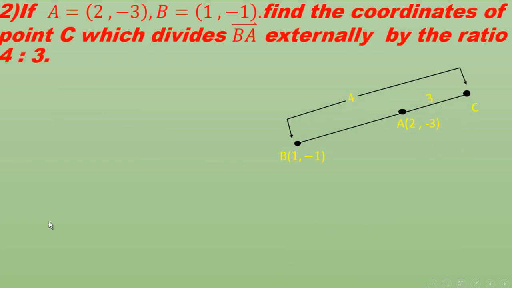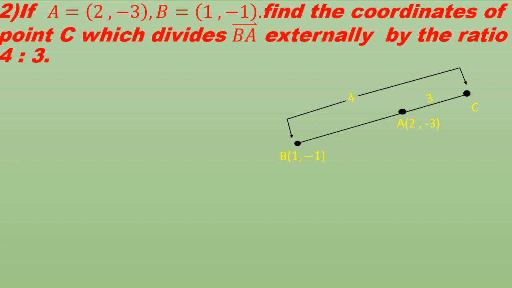Example number 2. I have point A (2, negative 3), B (1, negative 1). Find the coordinate of point C. Where is C? C divides line segment AB externally. Yes, externally. I said AB, this is wrong. I want to divide BA. BA is not equivalent to AB; the direction is very, very important. What is the ratio between them? 4 to 3.